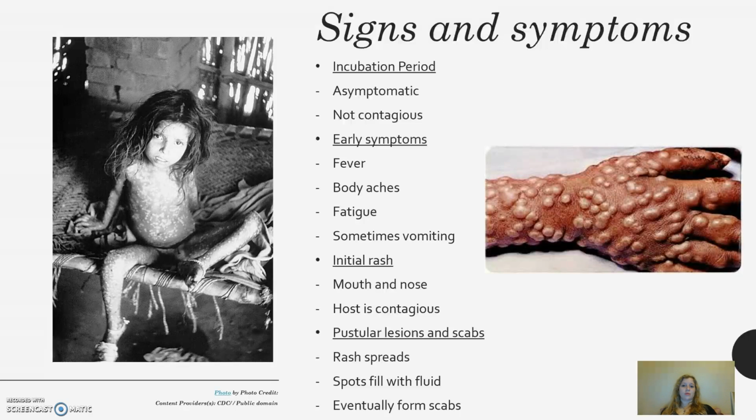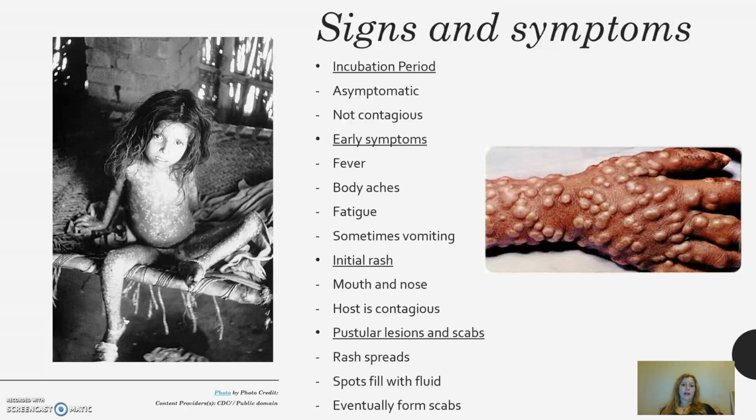After this, these red spots fill with thick, opaque fluid and become lesions. As you can see here on this host's hand, there are lesions which are indeed raised and firm to the touch, filled with this fluid that does contain the variola virus. So these lesions eventually form scabs, and the host remains contagious until the last scab falls off.